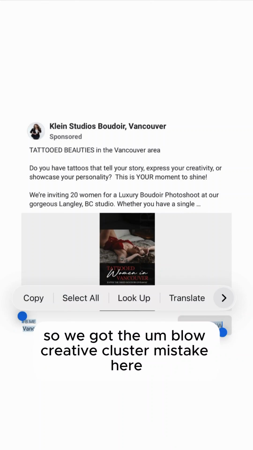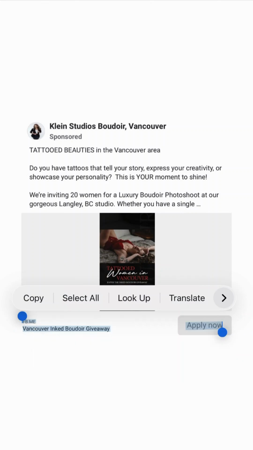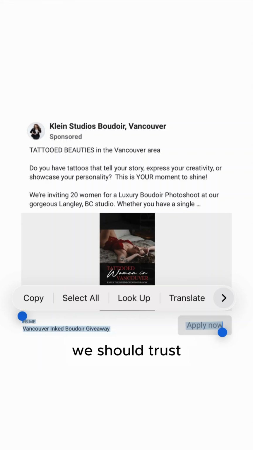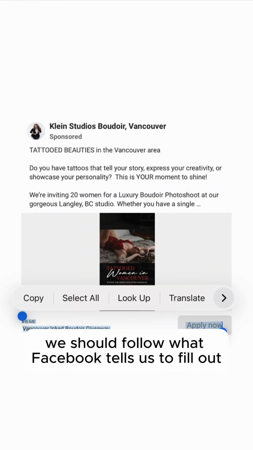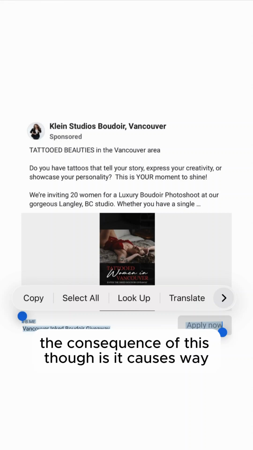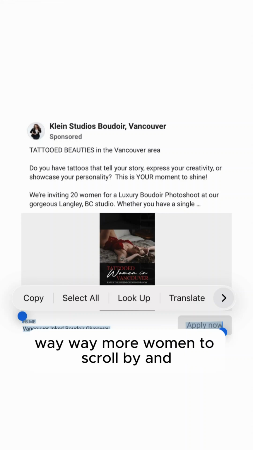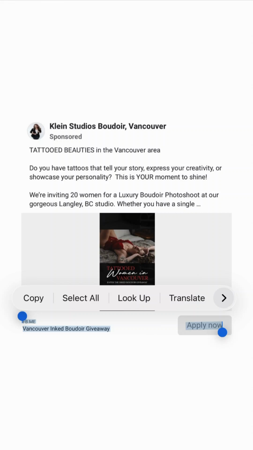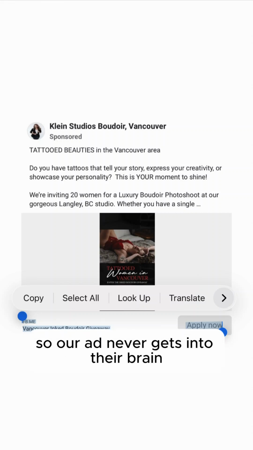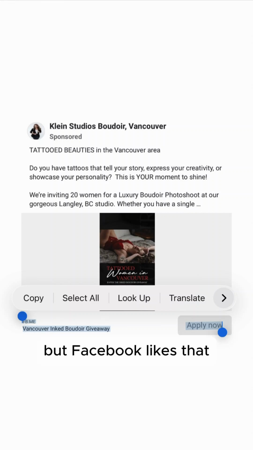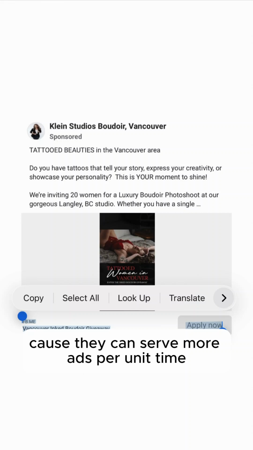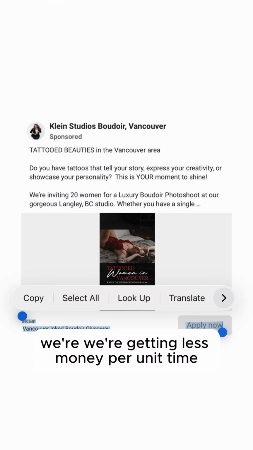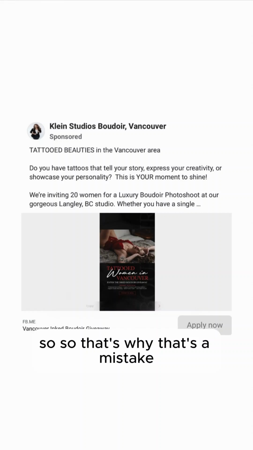So we got the below creative cluster mistake here. The false belief that caused us to make this mistake is that we believe we should trust, we should follow what Facebook tells us to fill out. The consequence of this, though, is it causes way, way, way more women to scroll by our ad and not actually click, so our ad never gets into their brain. But Facebook likes that because it can serve more ads per unit time. But for us, we're wasting more money per unit time. We're getting less money per unit time. So that's why that's a mistake.